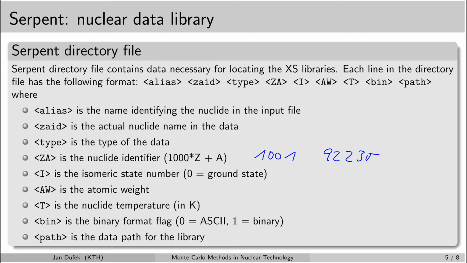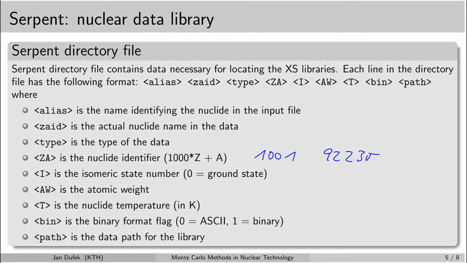So the isomeric state is described by this input I here. If it's 0, then it's ground state. If it's 1, then it's excited state. The next parameter is the atomic weight of the nuclide. The next parameter is the temperature in kelvins for which the cross-sections were derived. So this is very important.